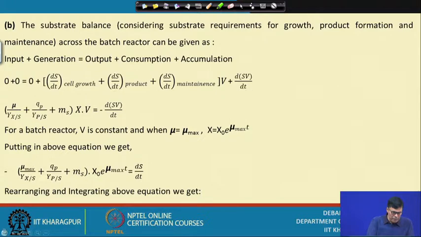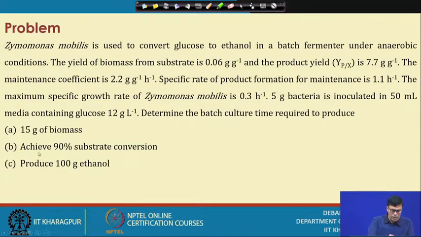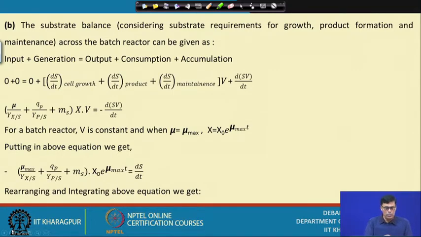Now, if you look at the second part, the first part is: what is the time required to get 50 grams of biomass. The second part is: what is the time required to get 90% substrate conversion. Let us see how we can solve this.